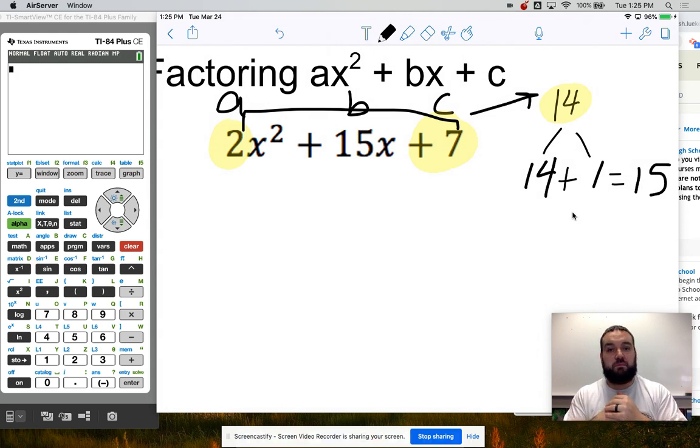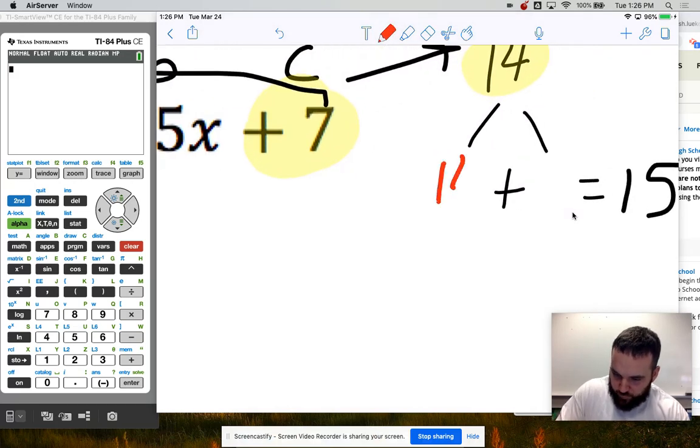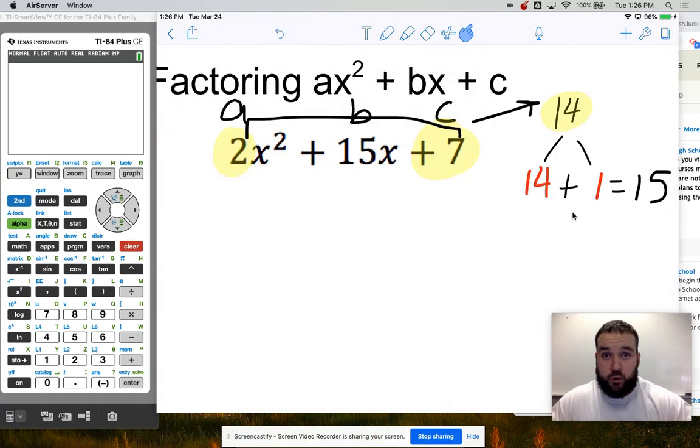And this is the piece that is different. This is what makes this technique new. It's what I do with these numbers 14 and 1. I'm going to change these into a different color just so I can make this pop out at you. So 14 and 1. Now, we all agree that 14 plus 1 is 15, right? You're good with that? 14 plus 1 is the same as 15.